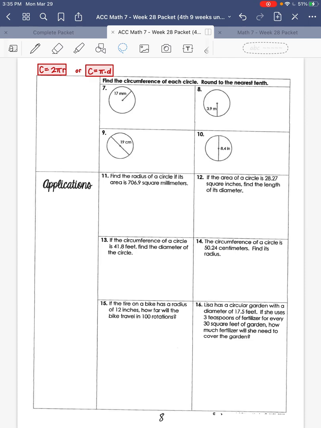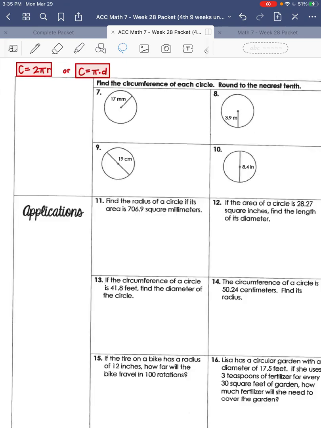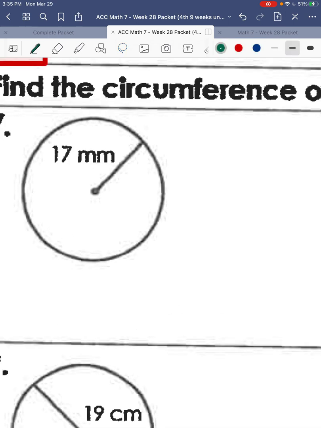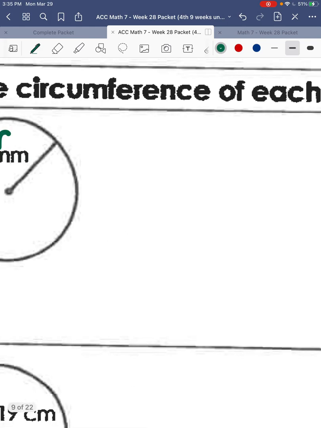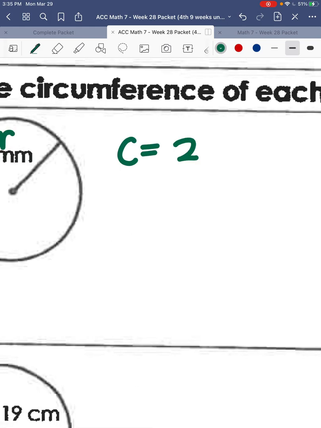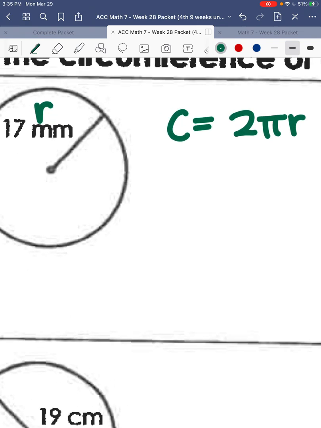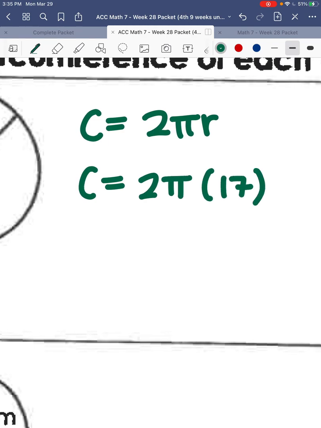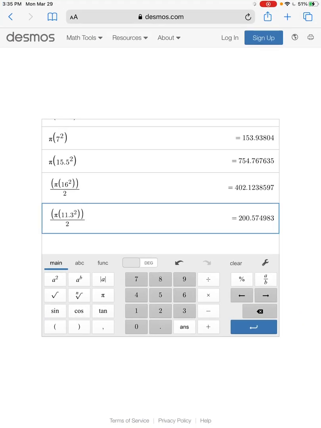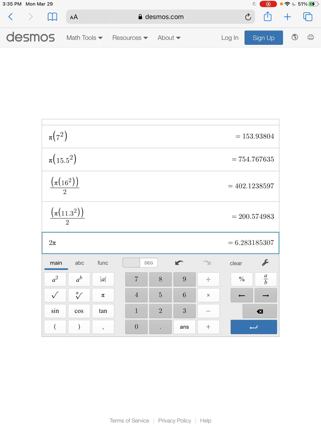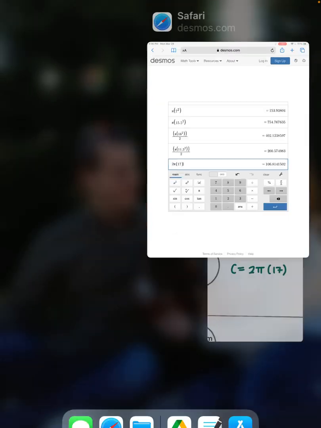It doesn't matter which one you use, so use whichever one you're more comfortable with, or use the one based on what you're given. So for example, in number 7, I'm given a radius. So I would use the C equals 2 times pi times r formula because I'm given a radius. So based on this, I would just plug in 17 for r. So C equals 2 times pi times 17. And I would put that into my calculator. So we've got 2 times pi times 17, and we get 106.81. Well, that 1 tells me I don't need to round up, so I'm going to leave it as 106.8.